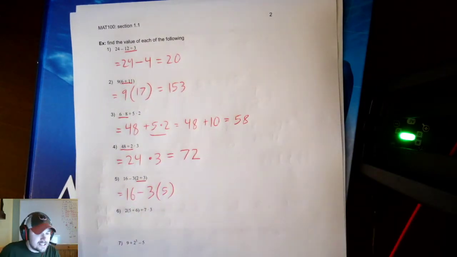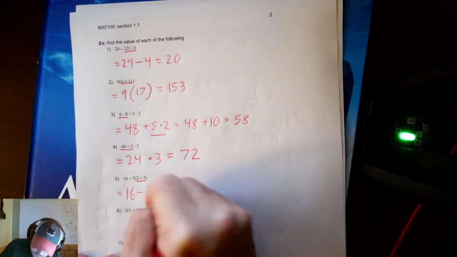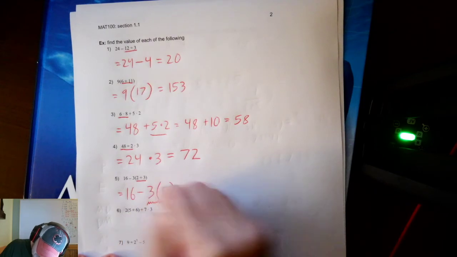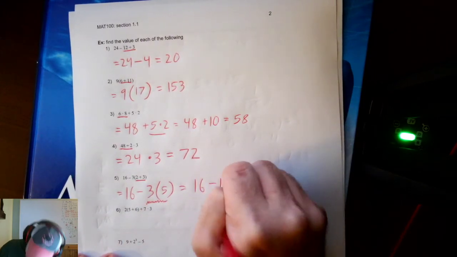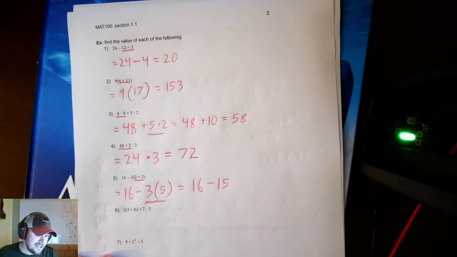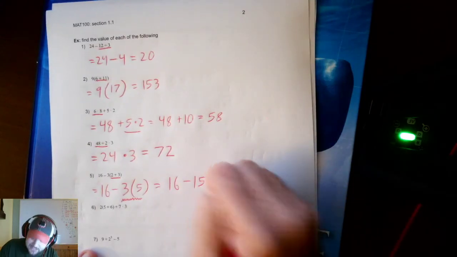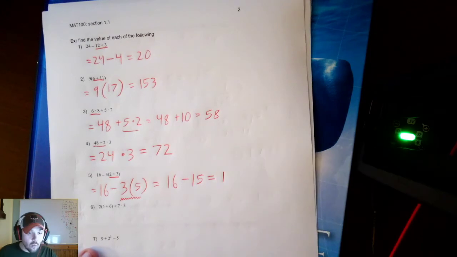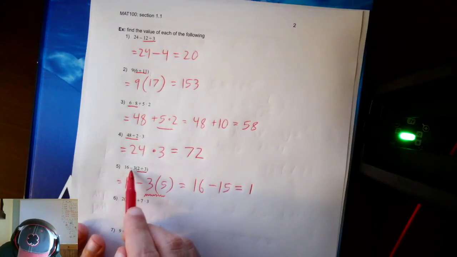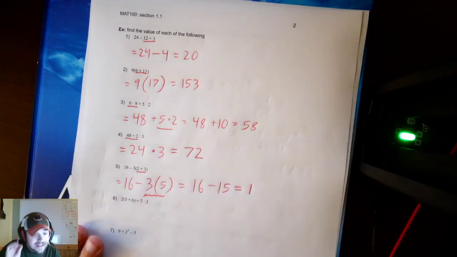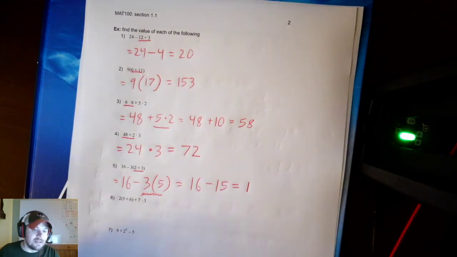I've worked my grouping symbol. There's no exponents, so I'll skip to multiplication. Here's some multiplication right here. So I'll keep the 16 minus 3 times 5 is 15. And now I'm ready to subtract, which gives me 1. Notice, even though the subtraction was the first thing we saw, it was the last thing we did, because it was the last step in following the proper order.